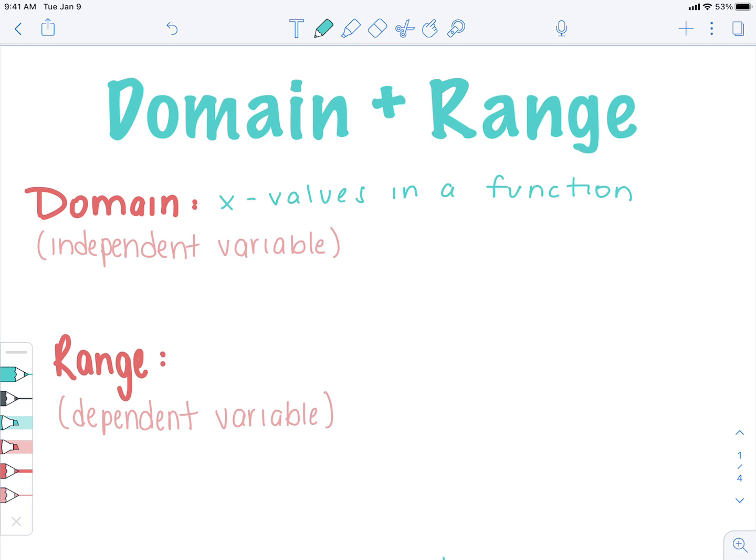The range is just a fancy math word for y value. Or this is the dependent variable. It depends on what we're plugging into the function. It depends on our x value. So what we're going to be looking at today is you telling me what the domain of the function is and what the range of the function is. So you'll be picking out what the x values are and what the y values are.